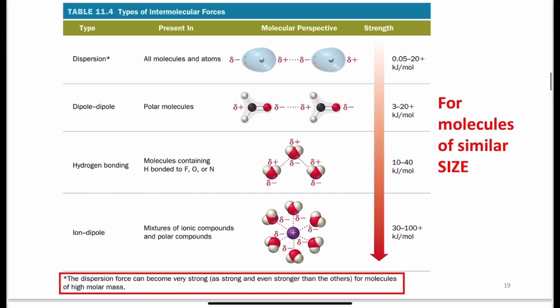So again, for molecules of similar size, which you can relate size to molar mass, okay? The strength increases as I go from dispersion forces to dipole-dipole to hydrogen bonding to ion-dipole. Remember, dispersion or LDF are present in all molecules and atoms. Dipole-dipole are only present in polar molecules. Hydrogen bonding is for molecules containing hydrogen directly bonded to a fluorine, oxygen, or nitrogen. They will then hydrogen bond to a different molecule. It could be the same type of molecule, but a different molecule, of course.